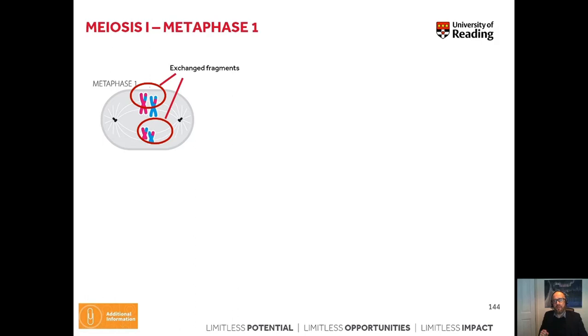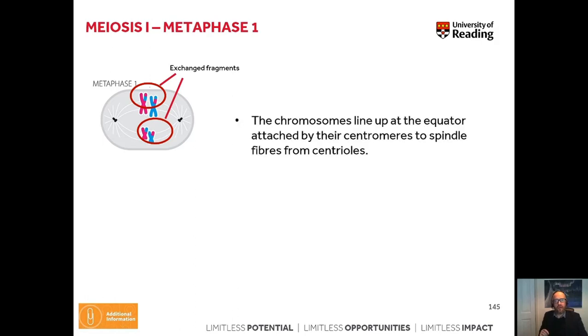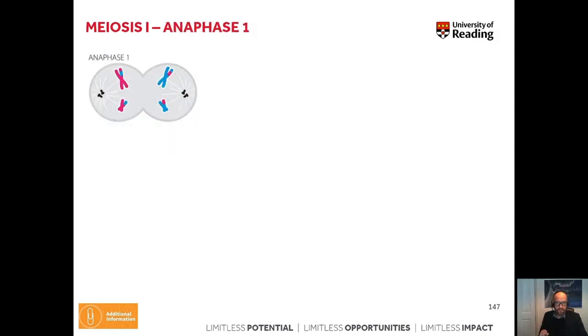In the metaphase 1, where this exchange already took place, the chromosomes line up at the equator of the cell and they are attached by the centromeres to spindle fibers from the centrioles. They are still in homologous pairs.